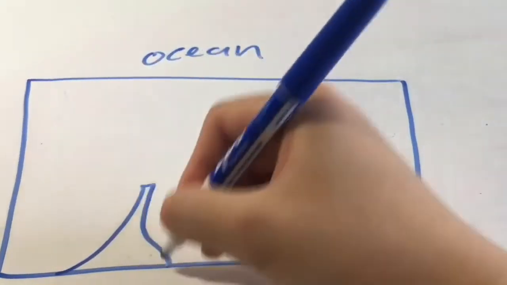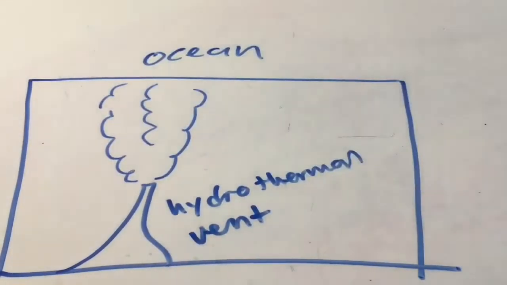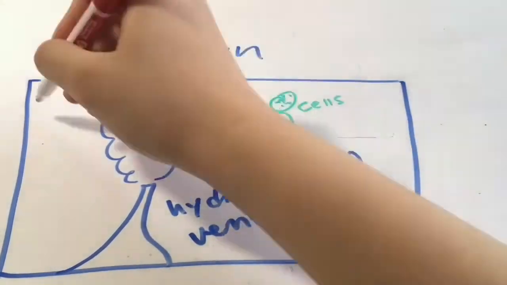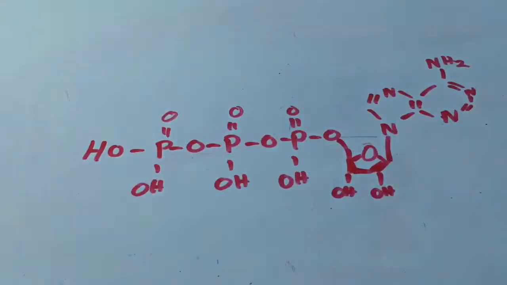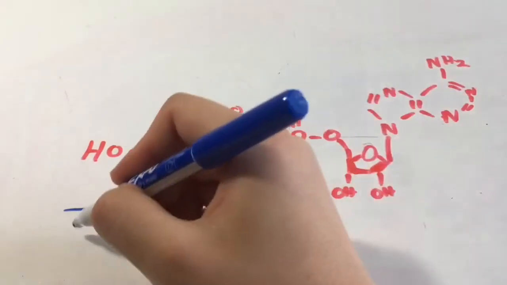The first cells on Earth were considered to be simple prokaryotes that lived in hypoxic oceans. They emerged through hydrothermal vents that spewed out high concentrations of minerals. But in order for this life to persist, they needed metabolism. We know of this as adenosine triphosphate and its metabolic pathways.